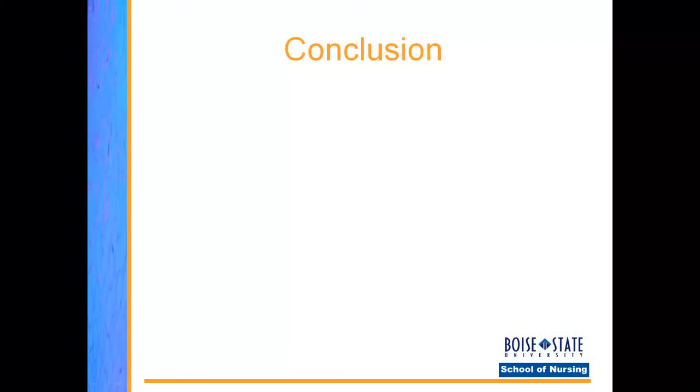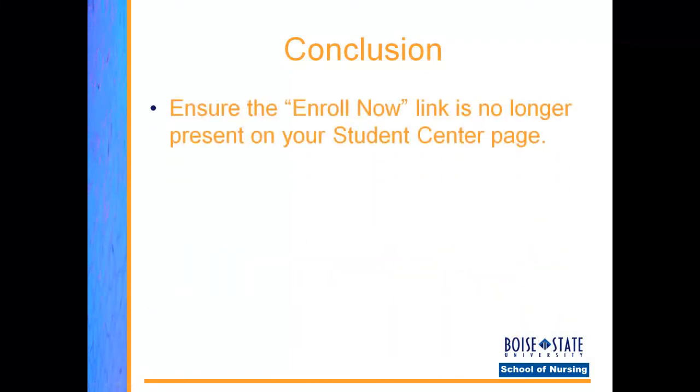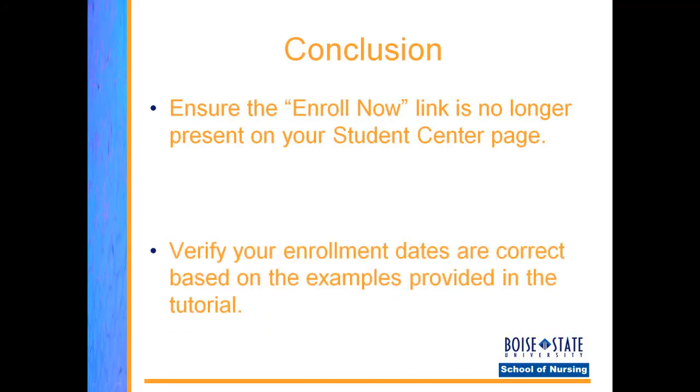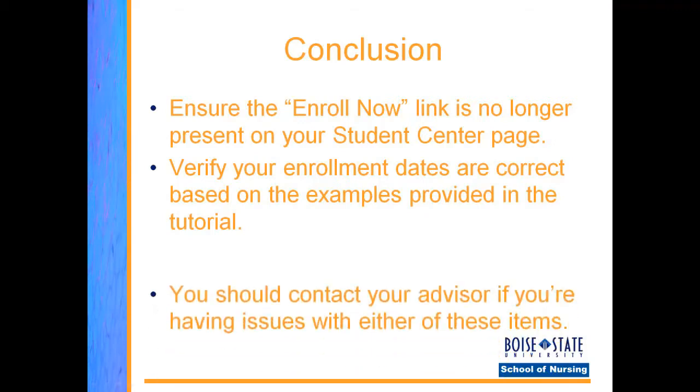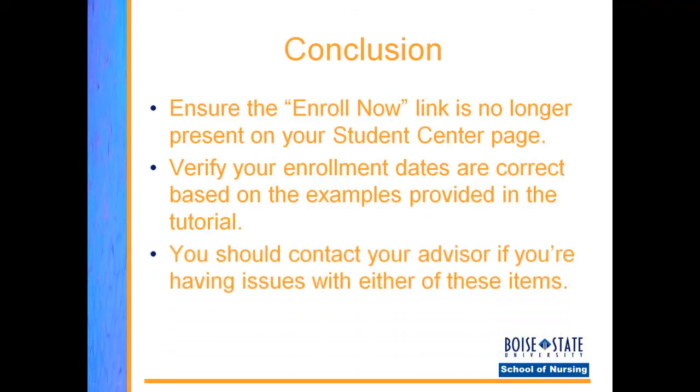To conclude Part 2, first, ensure the Enroll Now link is no longer present on your Student Center page. Second, verify your enrollment dates are correct based on the examples provided in the tutorial. Lastly, you should contact your advisor if you're having issues with either of these items. Your advisor can be reached at 208-426-1768.